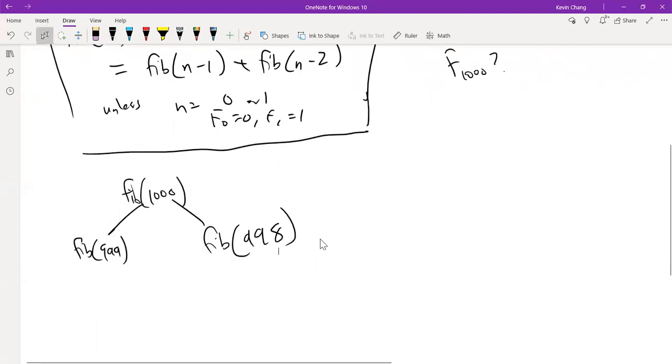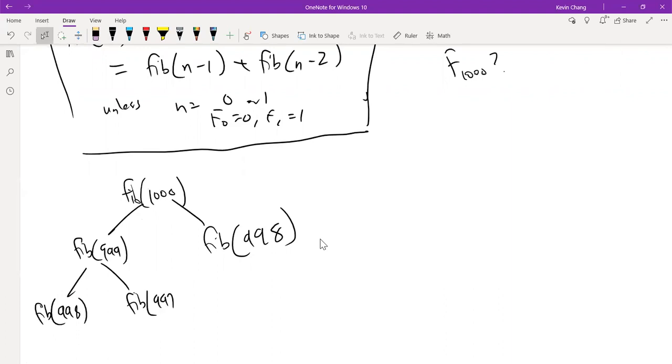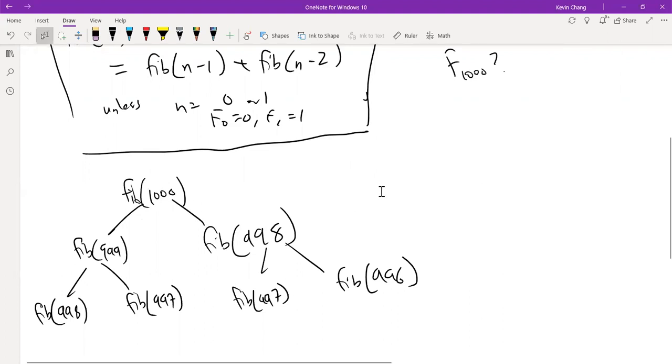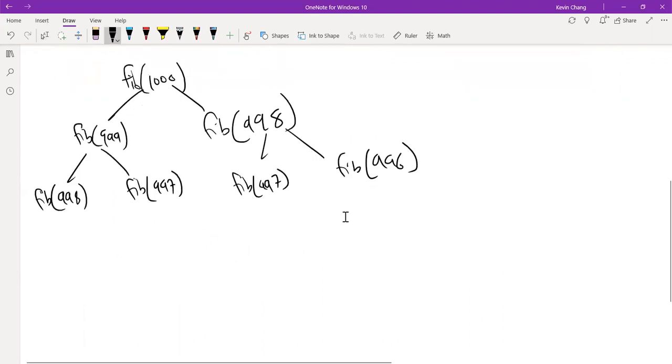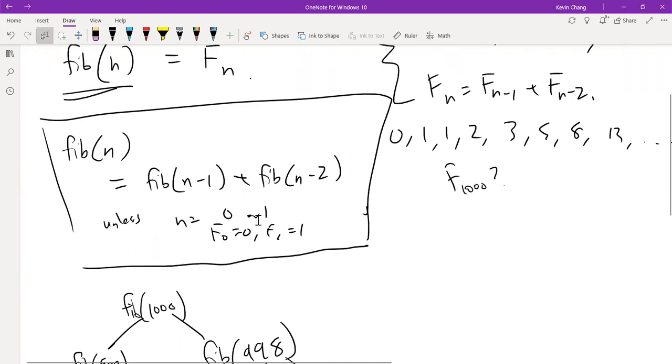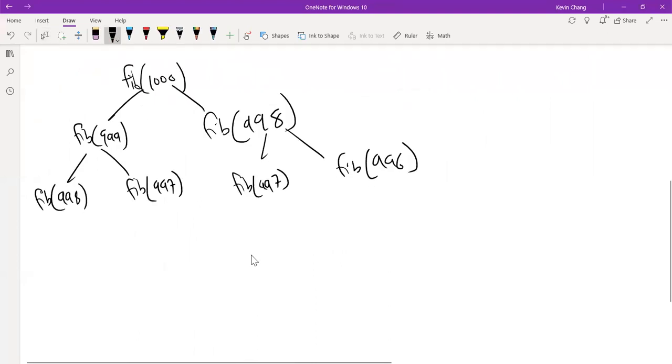And then it'll say, okay, to calculate fib of 999, we apply the same formula. We just need to calculate fib of 998 plus fib of 997. And then for fib of 998, it'll say fib of 997 is needed, and then fib of 996 is needed. It'll keep repeating this structure until it gets to fib of 0 or fib of 1. In that case, it'll just know, oh, that's 0, 1, and it'll start backtracking, calculating everything by adding them all up until we can eventually calculate fib of 1000.